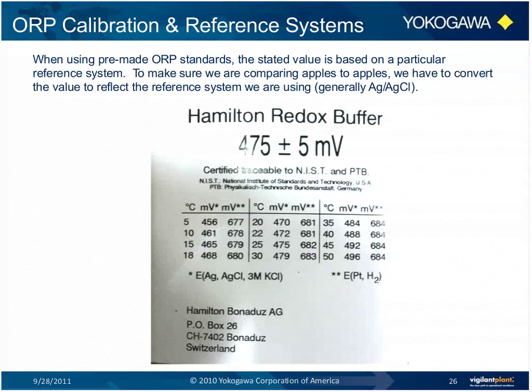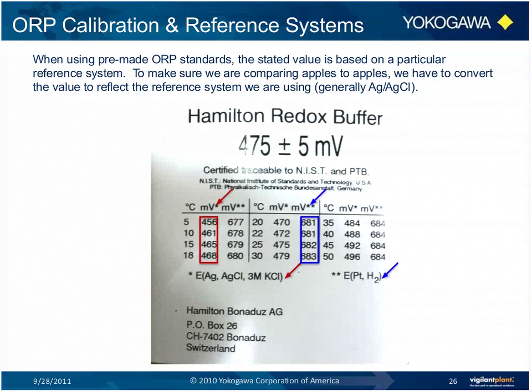The label shown here on the slide is an example of Hamilton's pre-made ORP solution. As you can see, the label shows you 2 millivolt values. There's a 475 and there's a 680. The asterisk indicates that depending on which reference you are using, which millivolt value you can expect to see.